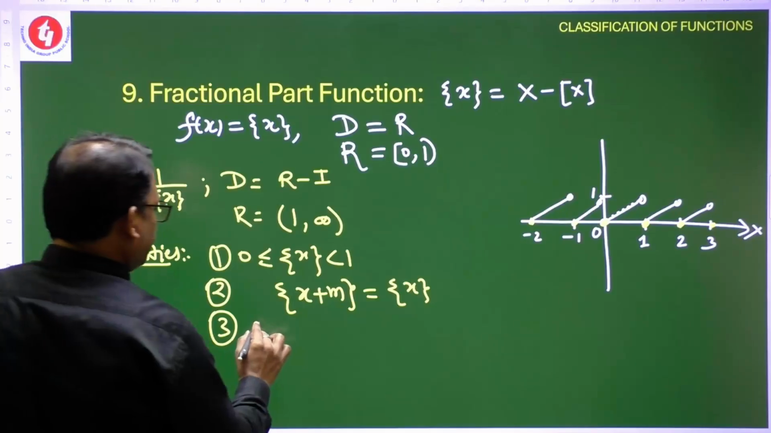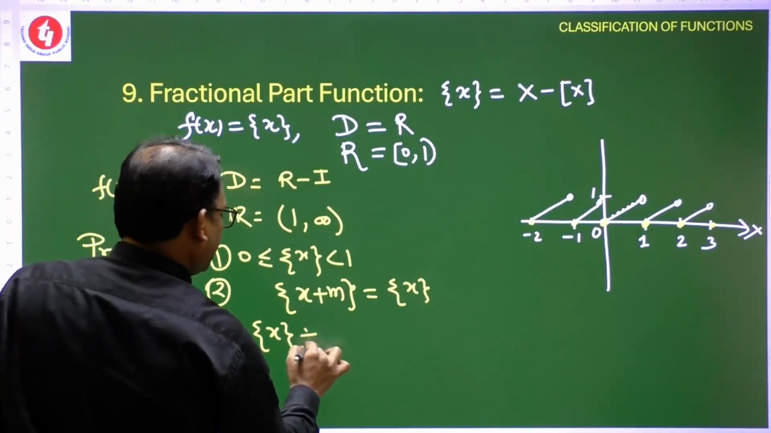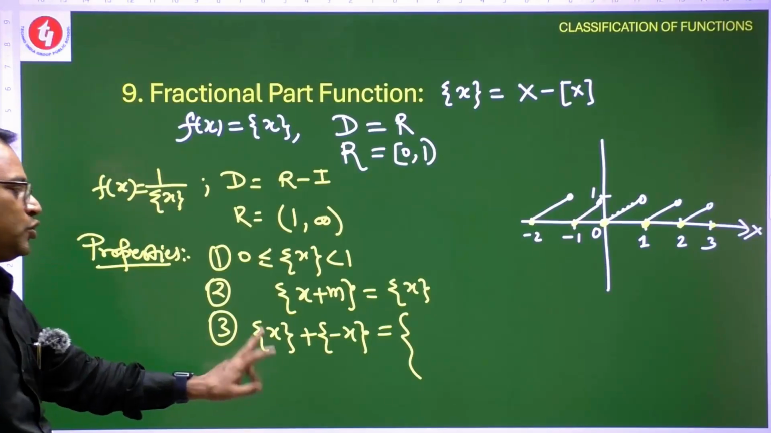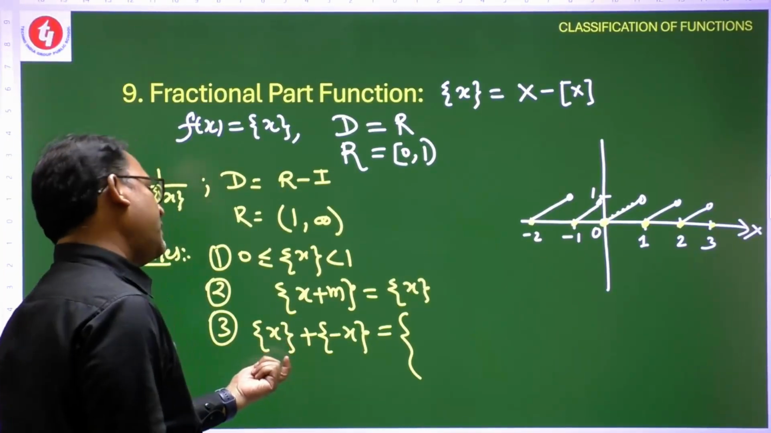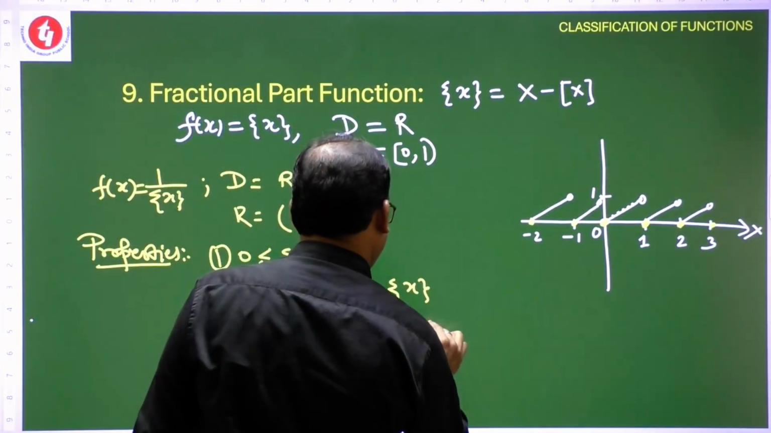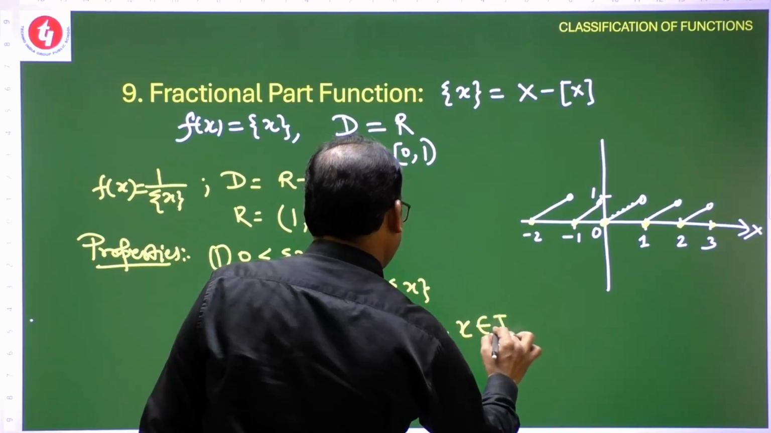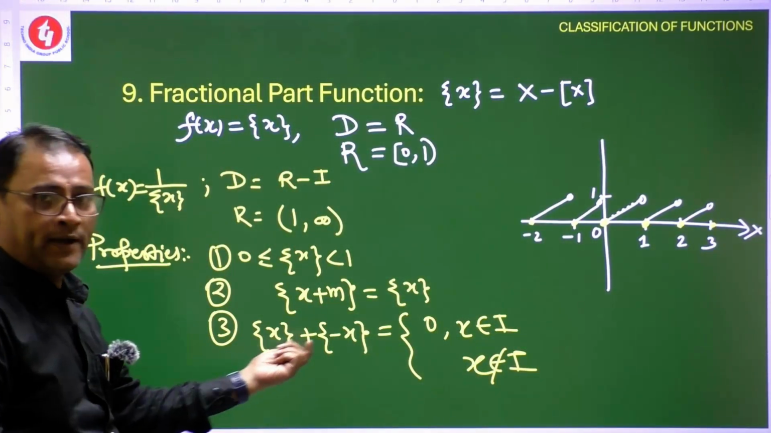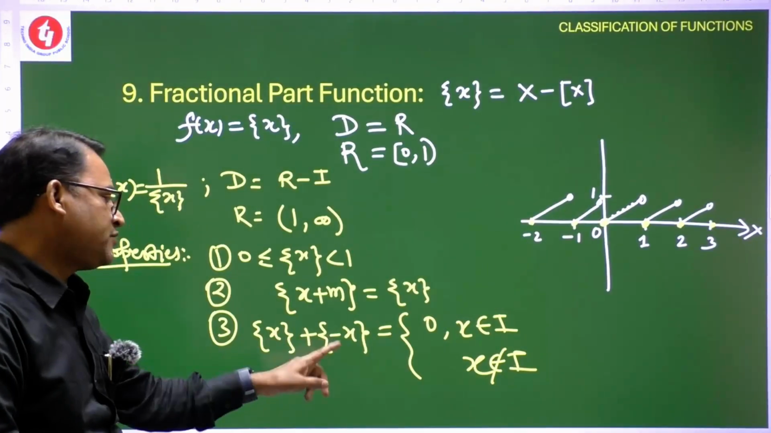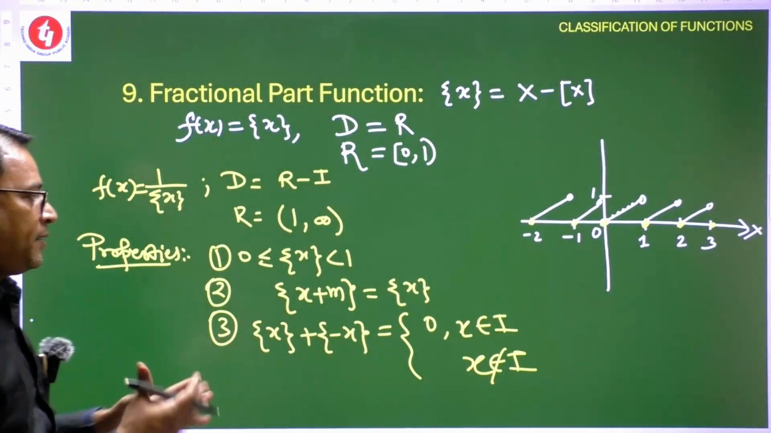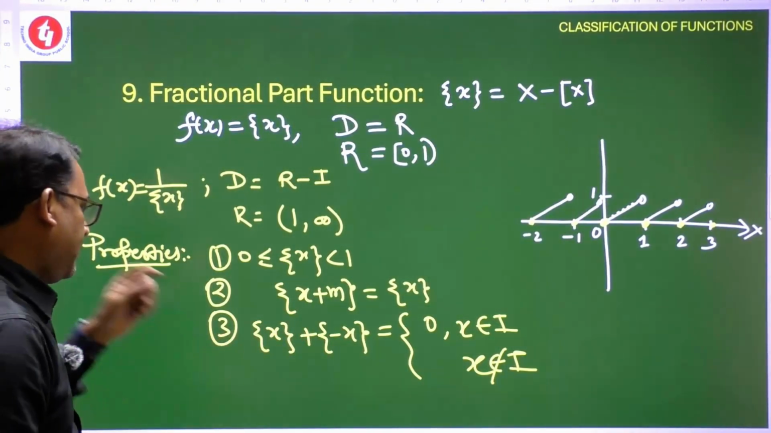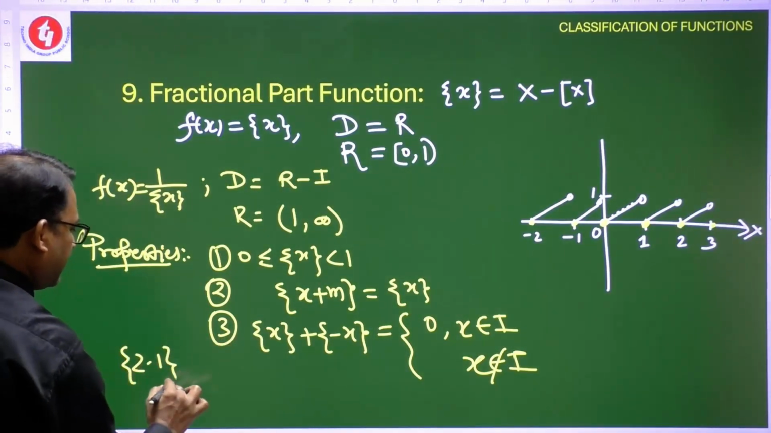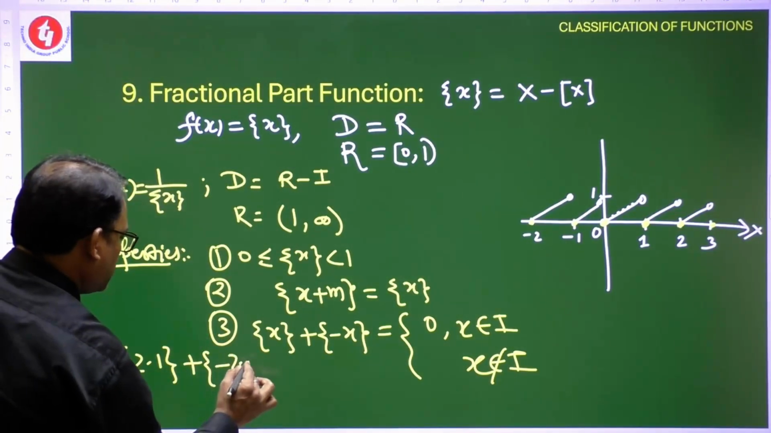Now next is, if you have the fractional part of x plus the fractional part of minus x, what will happen? Suppose it is 2 and minus 2, so this fractional part is 0, here the fractional part is 0, so we have 0 only, when x belongs to the integers. If x does not belong to the integers, take 2.1 and minus 2.1. For 2.1 you have 0.1, for minus 2.1 you have 0.9 only.